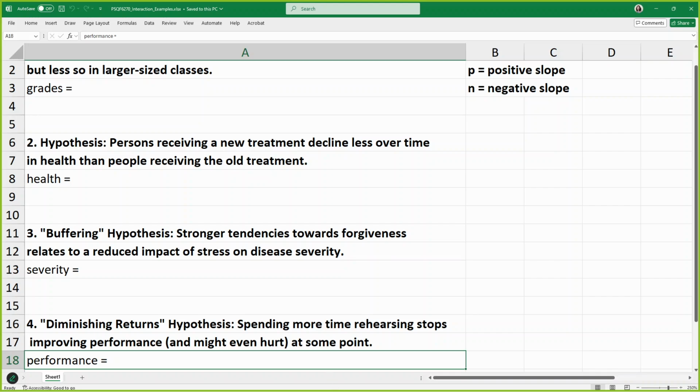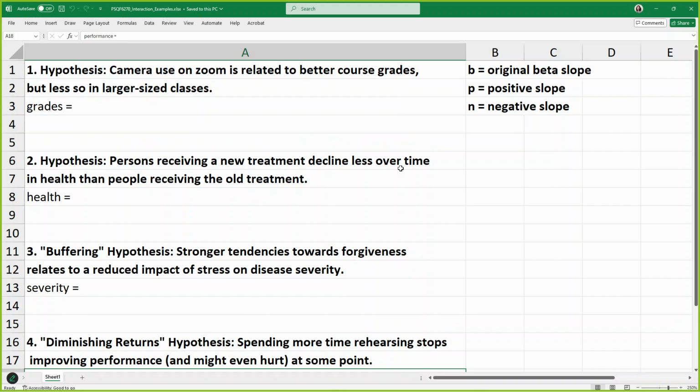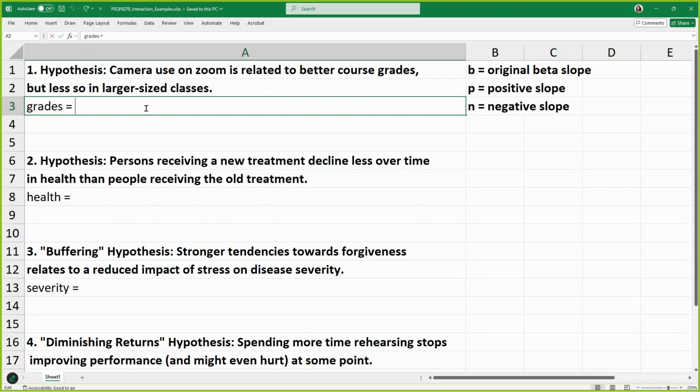So the first one was a pandemic hypothesis. Zoomers, this is for you. The hypothesis is that camera use on Zoom is related to better course grades, but less so in larger classes. That's what this person thinks. So let's build a model to evaluate that.